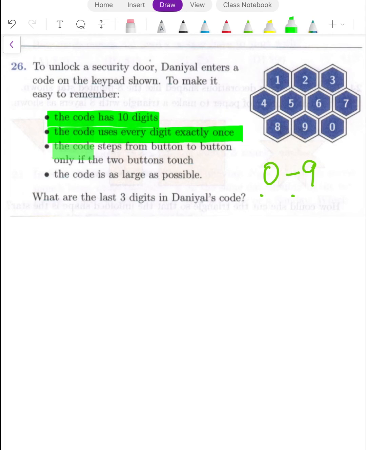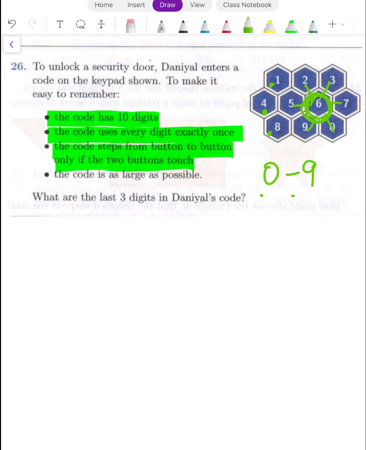The next clue, the code steps from button to button only if 2 buttons touch. Now this is an important clue. What it means is if you are on a 6, from 6 you can only go to the button that touches it. So that means 3, 7, 0, 9, 5, 2. So you have the possibility to go to any one of these buttons if you haven't visited them before, but you cannot go to 1, 4 or 8 because that's not touching the number 6 button.